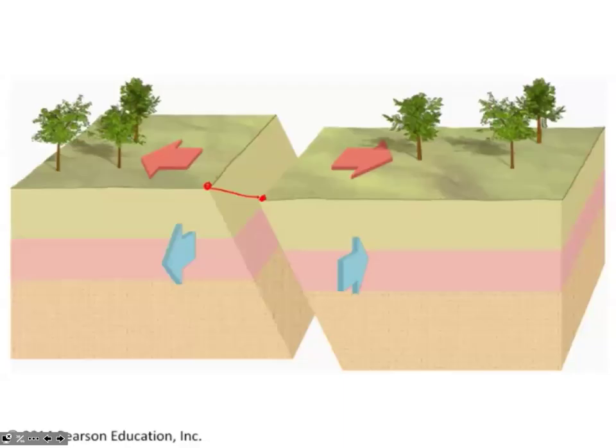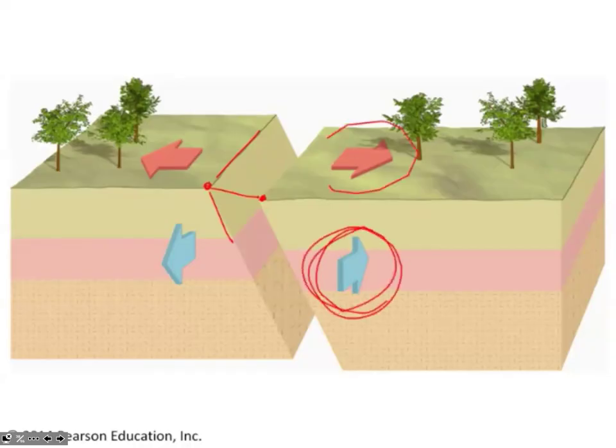It's neither parallel to the strike of the fault nor parallel to the dip. Instead, it is oblique to both. So it has elements of strike-slip motion and elements of dip-slip motion. What we would end up seeing on this fault surface.